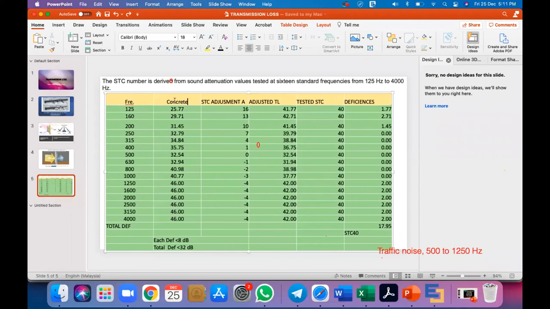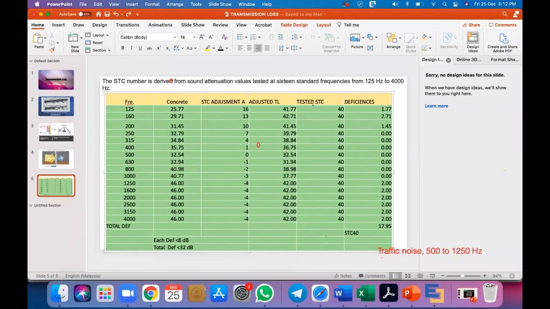Okay, when you get the value from the impedance tube, you need to include the adjustment. Remember just now, this one is dB. You need to change it to dBA, using A weighting. Remember in the slide of physical sound, A weighting, you use the same weighting and put it here: 16, 13, 10, 7, 4, and so on. Then this column is the adjusted transmission loss. You need to adjust: 25.77 plus 16, you get 41.77. 29 plus 13, you get this, okay? At 500, okay, here.